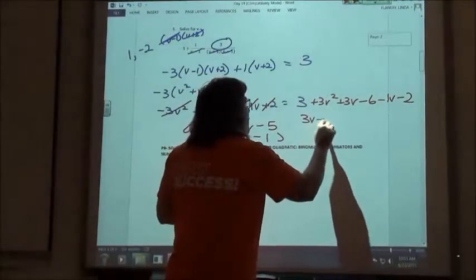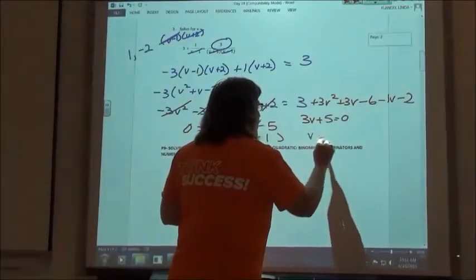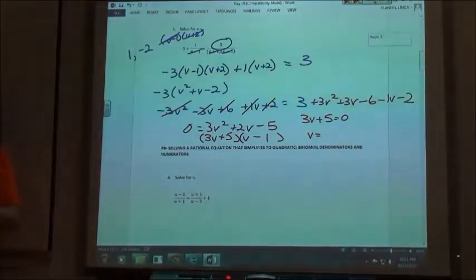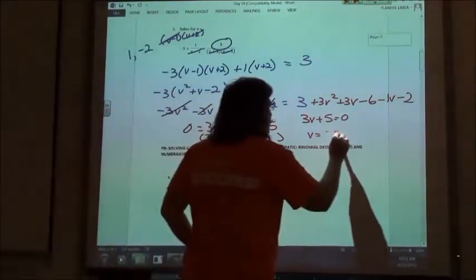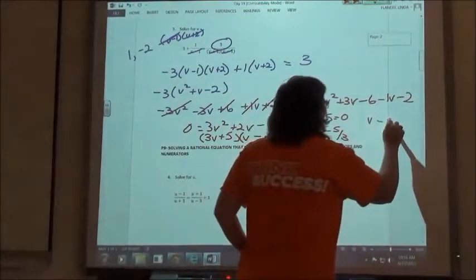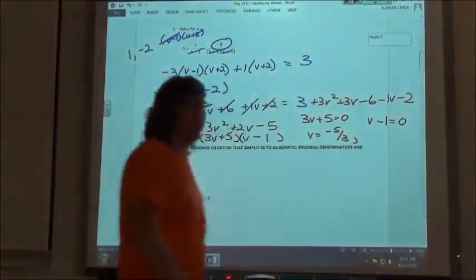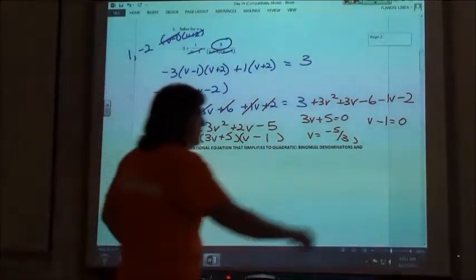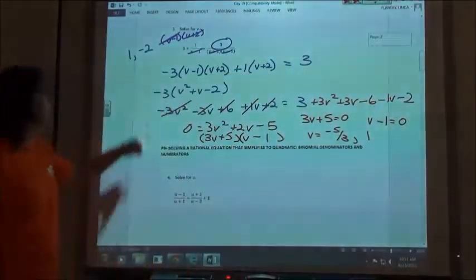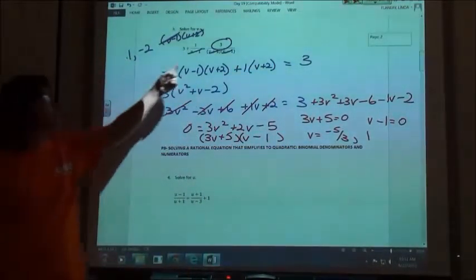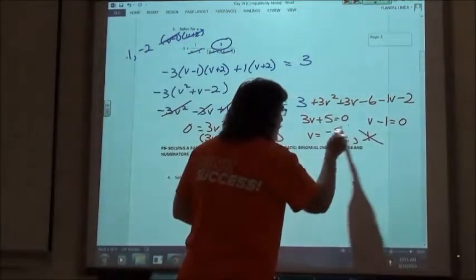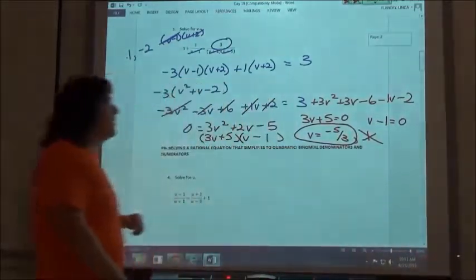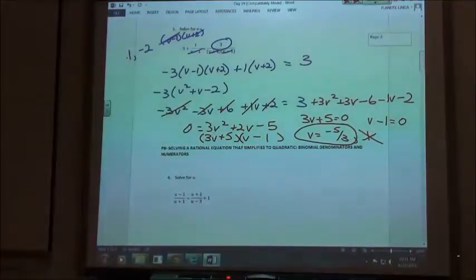So if 3v plus 5 equals 0, v would equal what? Negative 5 over 3. And if v minus 1 equals 0, we would get positive 1. However, if we look up here, we said, oh, we can't have 1 in the denominator because then I'd have something over 0. And so we've got to get rid of that from our list. And so the only thing we're going to put in for that one is v equals negative 5/3.